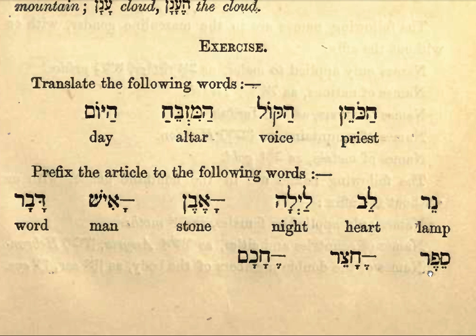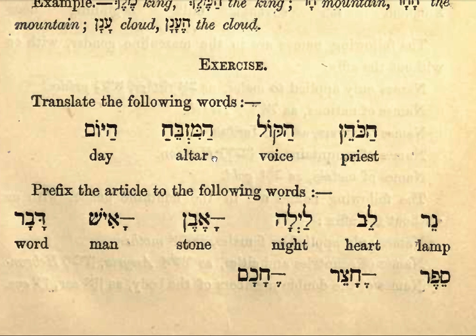Sefer is a book. Has-sefer. Now, chatser is a courtyard. And so we have he-chatser. Chacham is a scholar or a wise man. He-chacham. So note that he has the same rule here as ayin up above here. He-anan, he-chacham.